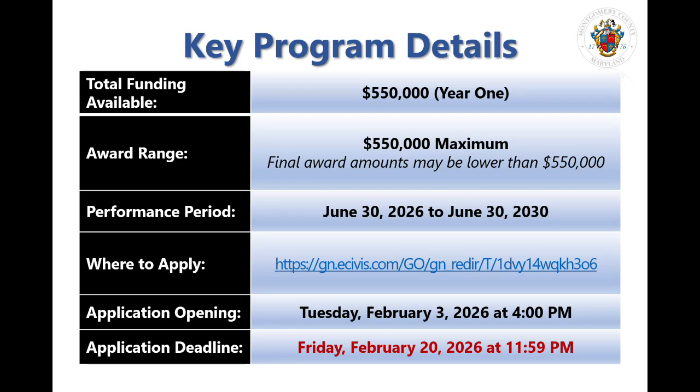And Greg, did you want me to do this one? I can just jump in and then hand it back to you, but essentially the total funding available for year one is 550,000. And that is the maximum. Final award amount may be lower than that. The performance period is listed here. It's a 4-year performance period, but that 550,000 is just meant for year one. So additional funding amounts will be available for those subsequent 3 years as more council appropriations are made and as we move along in the calendar.